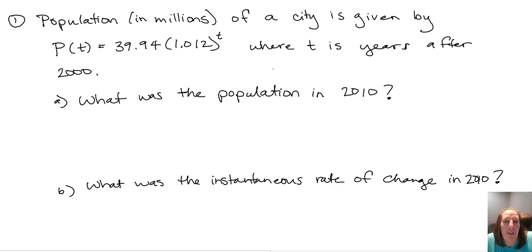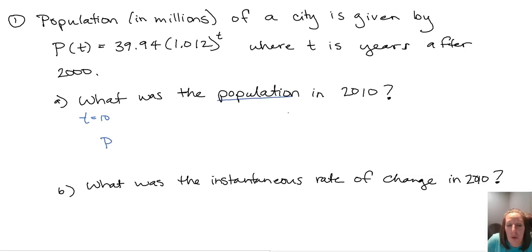Hello, we're going to look at a couple of application problems involving exponential functions and derivatives. So here we have a population model. Population in millions of a particular city is given by the function p of t equals 39.94 times 1.012 raised to the t, where t is years after 2000. So what was the population in 2010? t is years after 2000, so 2010 is going to mean t equals 10.